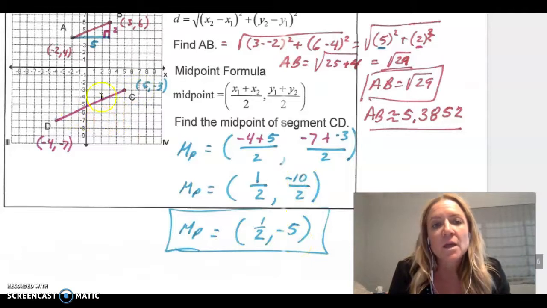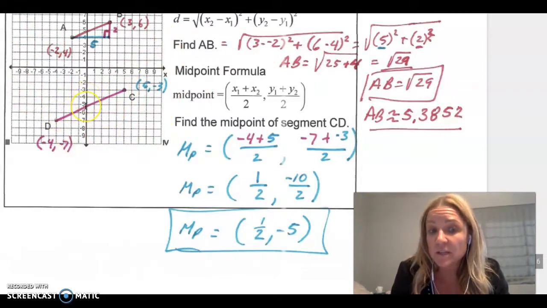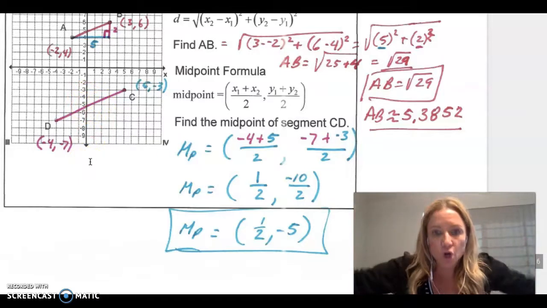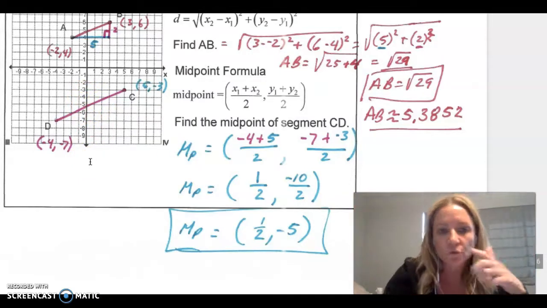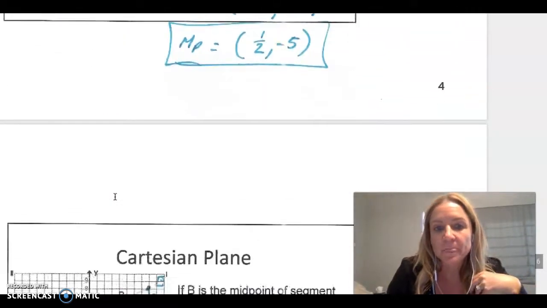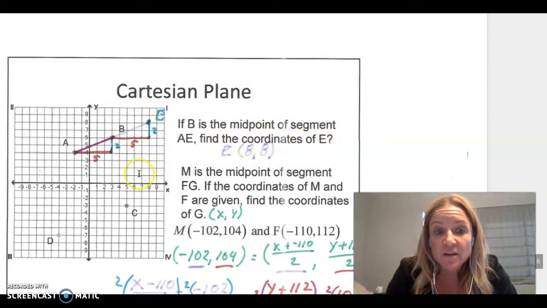Now when it's on a Cartesian plane like that, and it's somewhere in between the 10 by 10 frame, sometimes you can count it out and you can see where it's going to land and that you're pretty close to where it's at. But if you have larger numbers that are off of that grid, the standard size grid, you can use that formula. Okay? All right. If B is the midpoint of segment AE, find the coordinates of E.